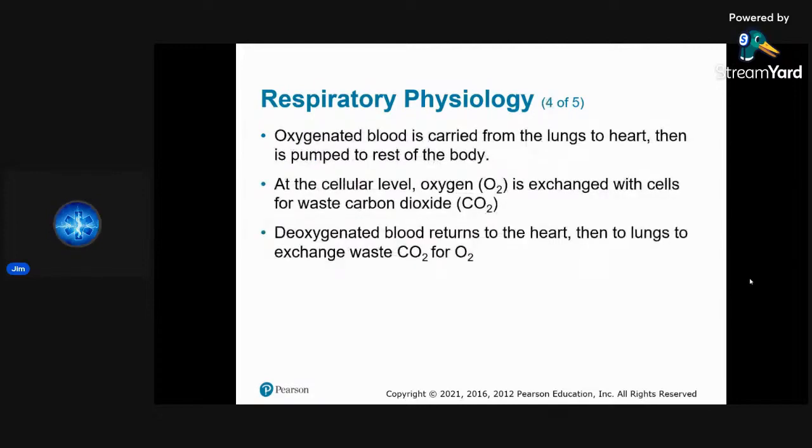Oxygenated blood is carried from the lungs to the heart and pumped into the rest of the body. At the cellular level, O2, or oxygen, is exchanged with cells, and it picks up the waste product of CO2, which we will go into in more detail next chapter. But it uses the oxygen for energy, that and glucose, and during this process, the waste product is carbon dioxide. Deoxygenated blood will go back to the heart and then be pumped to the lungs to exchange the CO2 for O2, and then the CO2 will be exhaled.